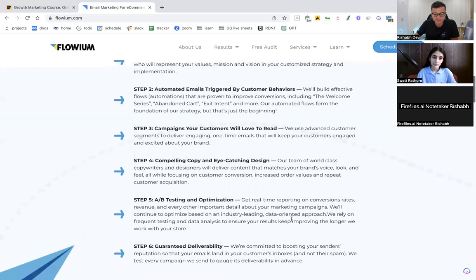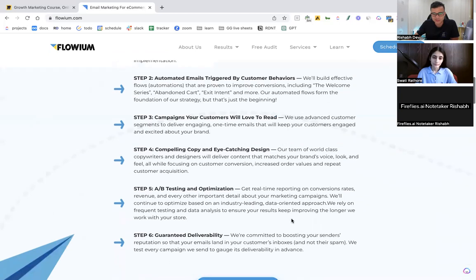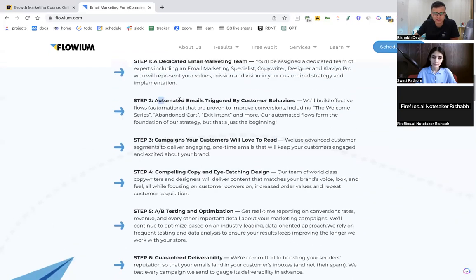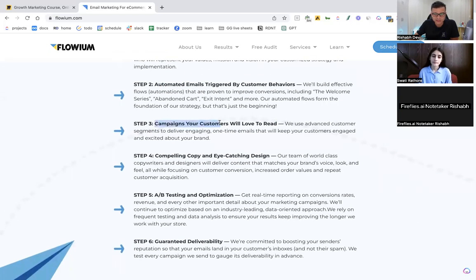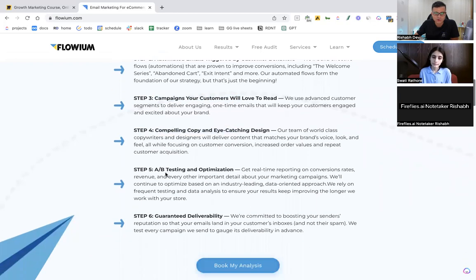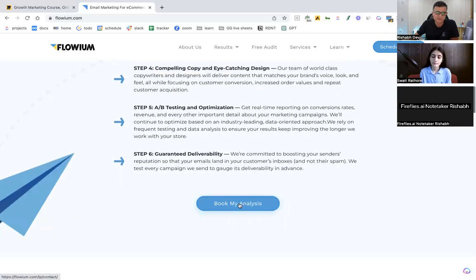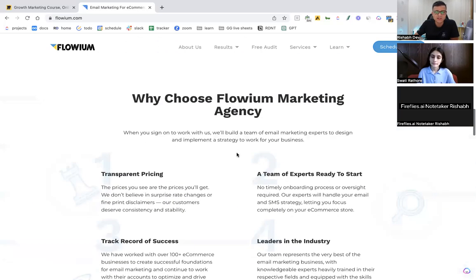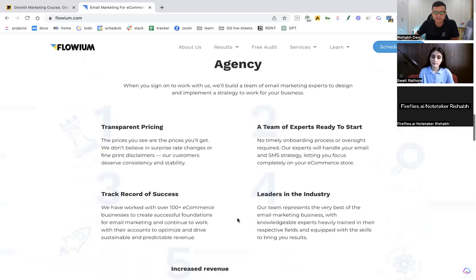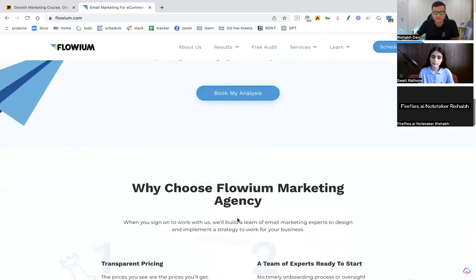Then we have the steps. Okay, this is their process. So I get convinced, okay, these people know what they're doing. They've written about automated emails, campaigns, copy, A/B testing, deliverability, which could be an issue for many people. Their emails are not landing in the inbox. So those kinds of things are the pain points of the customer. But this is just the process.